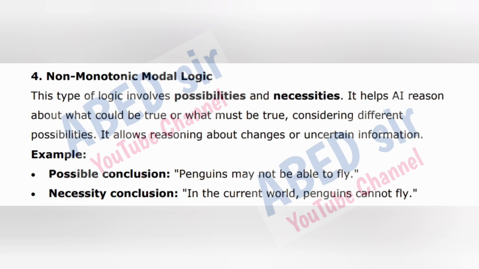4. Non-monotonic modal logic. This type of logic involves possibilities and necessities. It helps AI reason about what could be true or what must be true, considering different possibilities. It allows reasoning about changes or uncertain information. Example: possible conclusion, penguins may not be able to fly. Necessity conclusion, in the current world, penguins cannot fly.